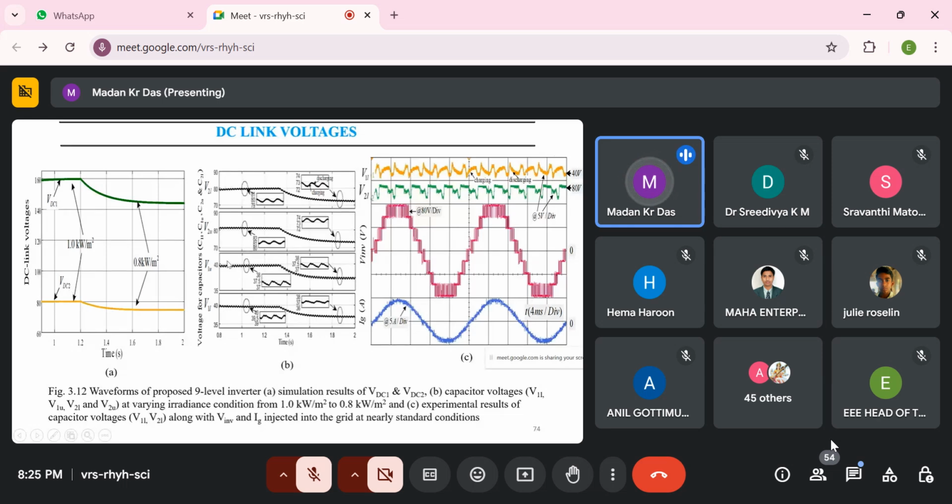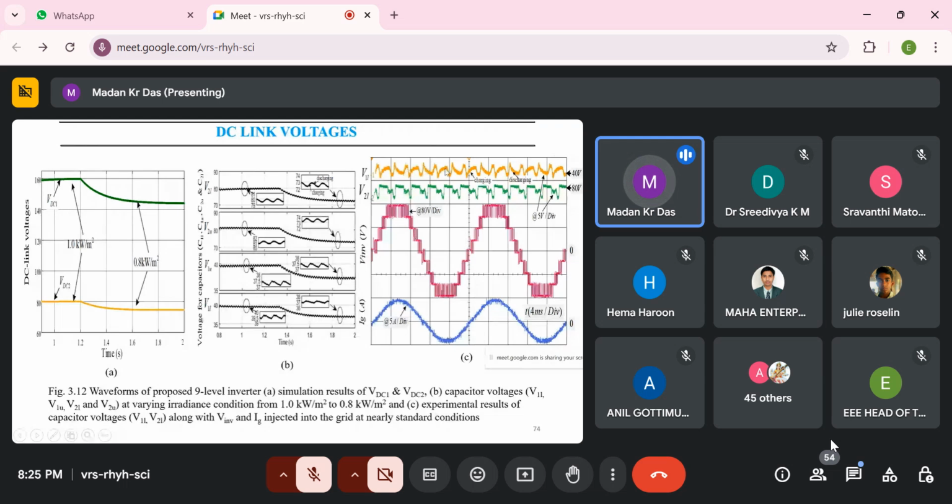So this is the capacitor; we have used 4 capacitors. So this is the varying condition for PV irradiation, and this is the output voltage of the 9-level inverter, and this is the current, and this is the capacitor voltage.